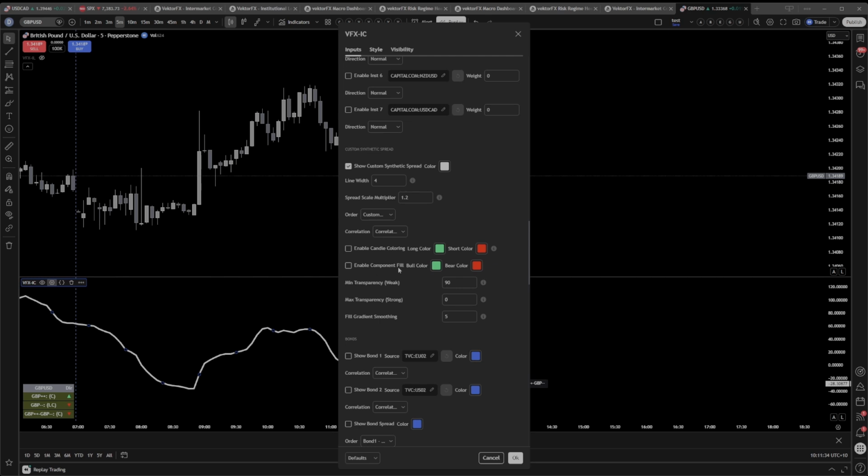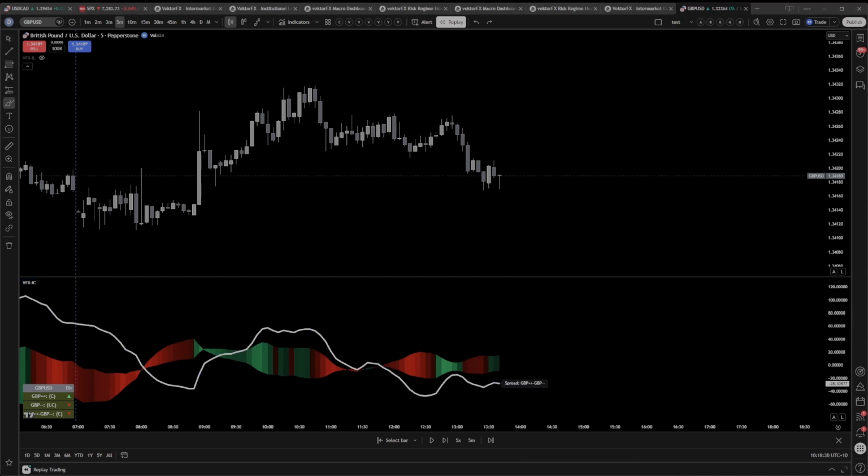Enable component fill. Select that and select OK. So what this gives us is very similar to the synthetic spread. What we're seeing is correlated and inversely correlated baskets with fill in between.